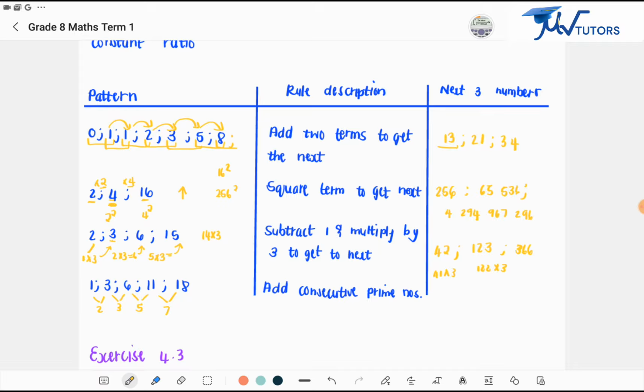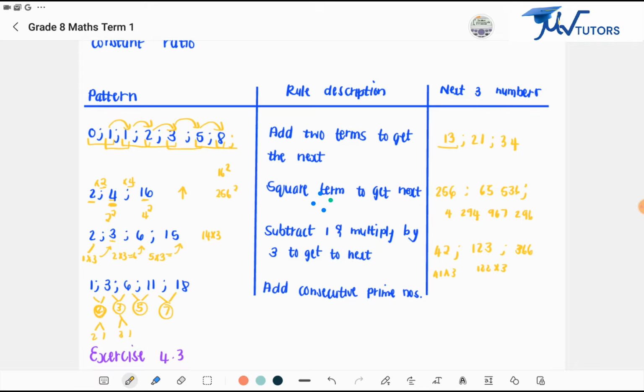Okay, so is there a trend here? I already read the rule description, but yes, there's a trend. These numbers are actually prime numbers. Remember when we spoke about prime numbers at some point? A number that can be divided by itself and only 1. The only factors for 2 are 2 and 1. The only factors for 3 are 1 and 3. And so forth. So basically, we're adding consecutive prime numbers.